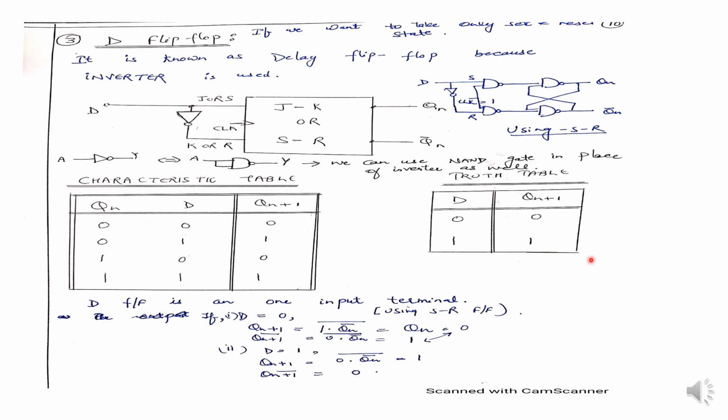Okay, so this is all about the D flip-flop. You must know why we use the D flip-flop, the delay flip-flop, and why it is used. Because if we want to use just the set and the reset states of the SR flip-flop, we will use the D flip-flop. Okay, in the next slide I will cover the T flip-flop, or the toggle flip-flop.